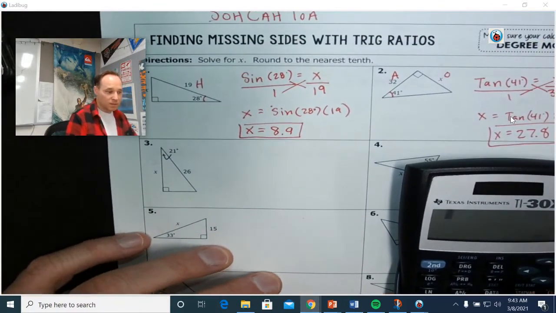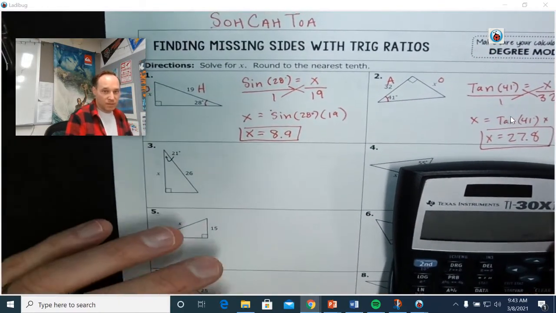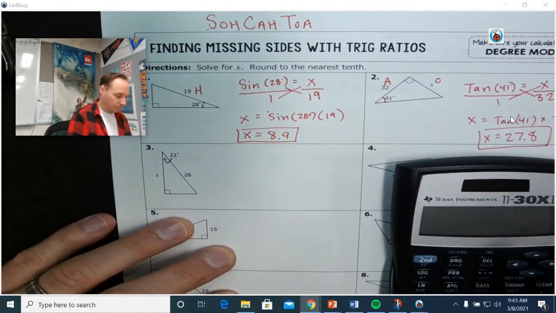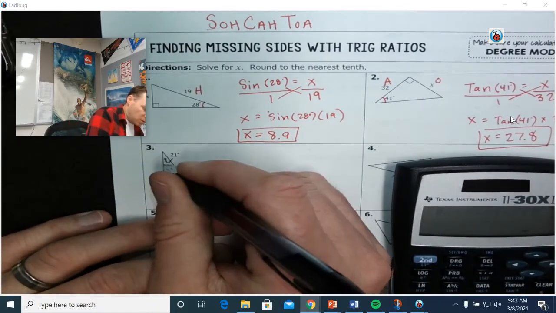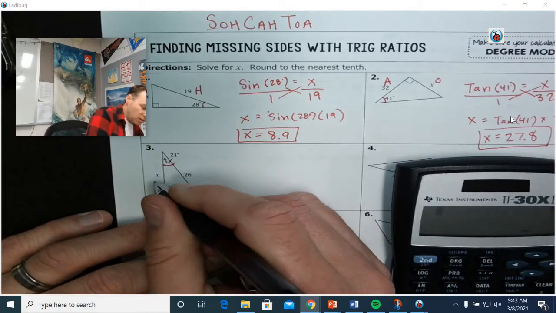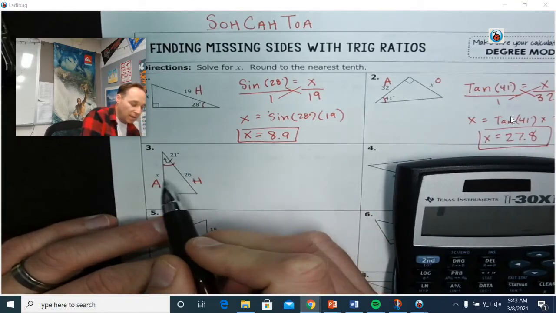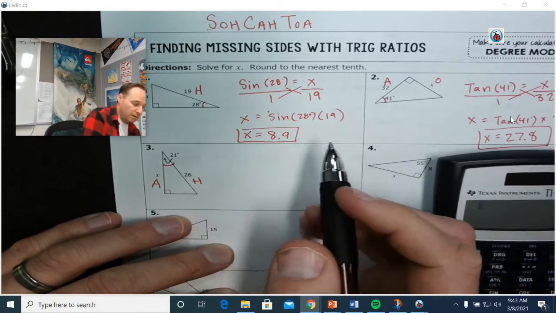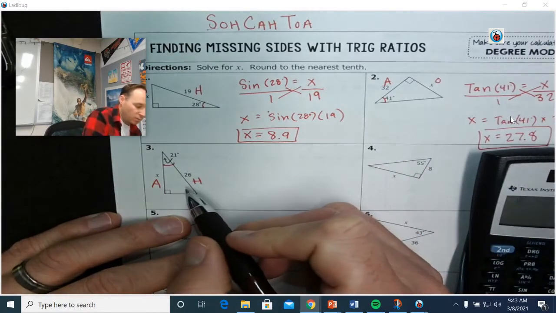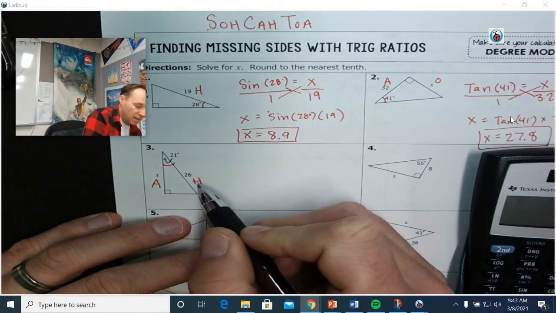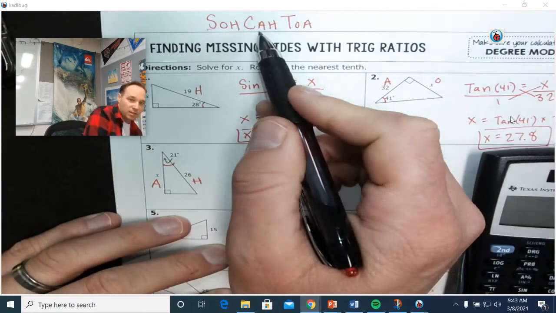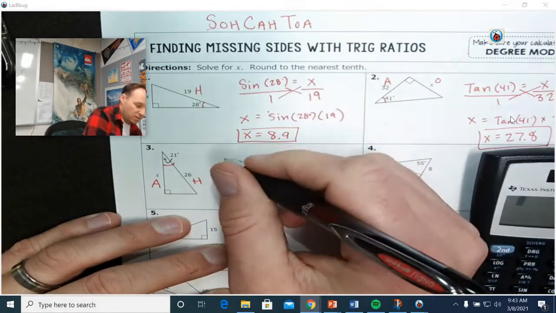I still have my SOHCAHTOA there. That's good. Reference angle, 21 degrees, making this our adjacent side, making this our hypotenuse. So I label the one I know and the one I'm looking for. Now I write my ratio here. Well, what ratio uses the adjacent and the hypotenuse? Adjacent and hypotenuse, that's our cosine.